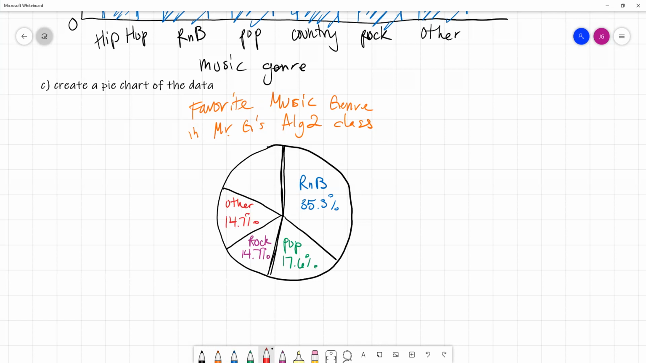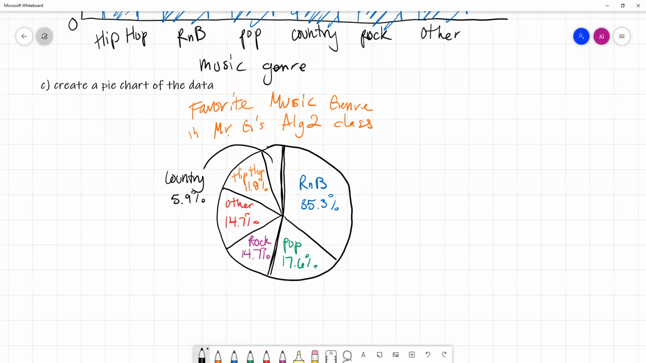Okay? And then I'm left with my hip hop and my country. Hip hop is about 11%, and then my country's at 5%. We're just gonna go there. Assume that that's good. And so here's our hip hop at 11.8%. And then here I cannot fit this in that slice, so I'm just gonna cheat and do this, right? And so country at 5.9%.